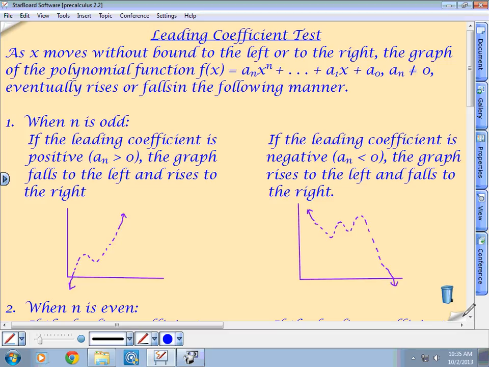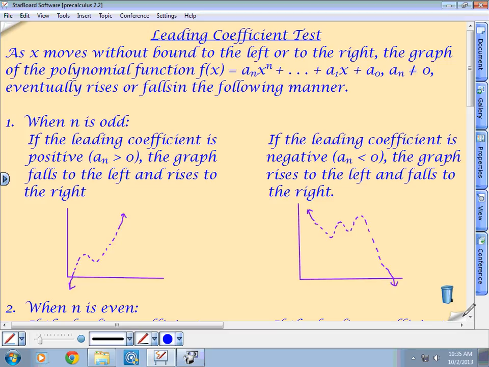So the polynomial function f of x equals a sub n x to the n, and this is just our polynomial in degree order. Again, our highest exponent is going to go first all the way down, and a sub n is not 0, because you're not going to ever use 0. So when you put that in order, you can do a leading coefficient test.